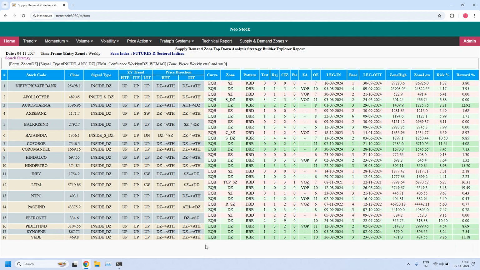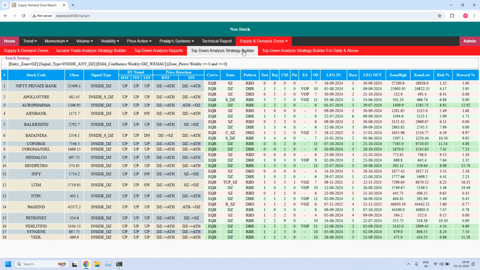From these 18 stocks, sideways setup stocks you can ignore. Uptrend stocks you can plan bullish trade setups. Downtrend stocks you can plan counter trend trade setups. So this is the way we can plan the trades.